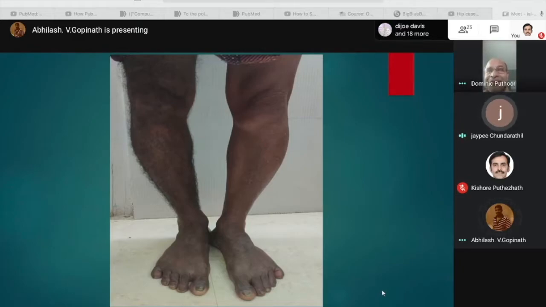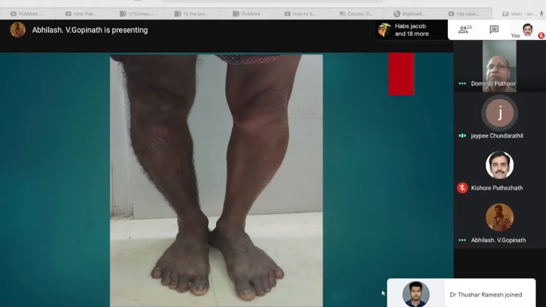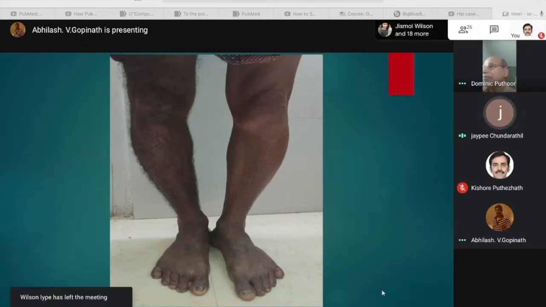Sartorial means tailor. Yeah, tailor's muscle. What is anserinus? Yes, sir. What do you understand? Sir, goose feet, sir. It appears like the feet of the goose. Yeah, that's it. Pes is foot, and goose-like or duck-like feet, because the insertion of the tendons of the sartorius, gracilis, and semitendinosus is more or less in that fashion. Anatomists used to describe it according to the existing fashion.